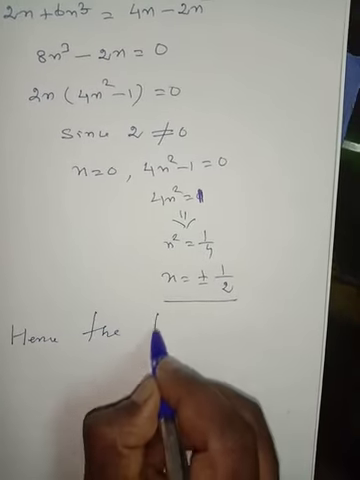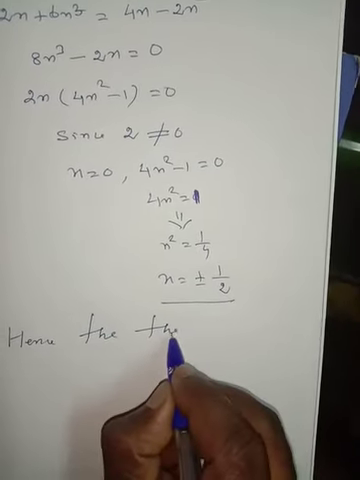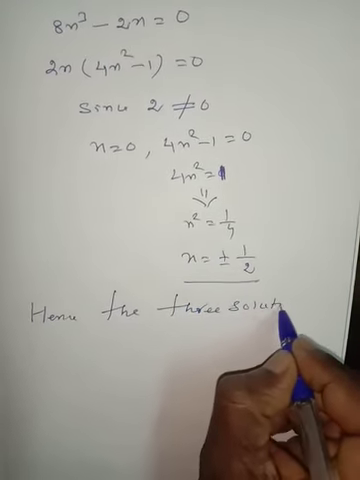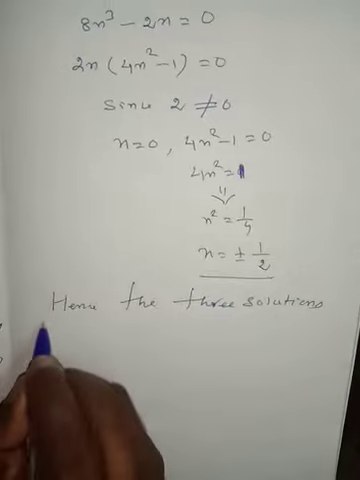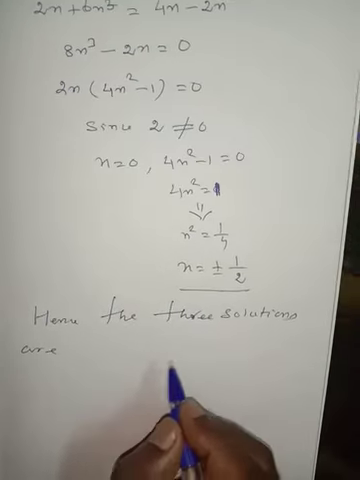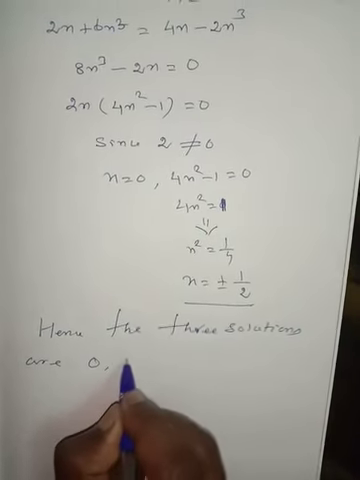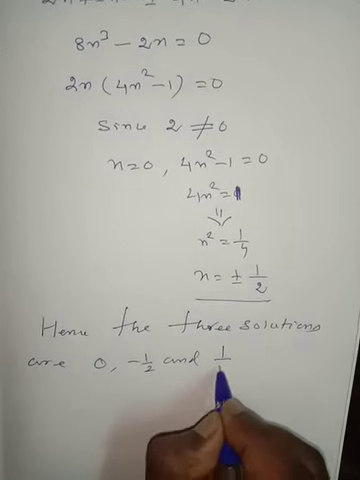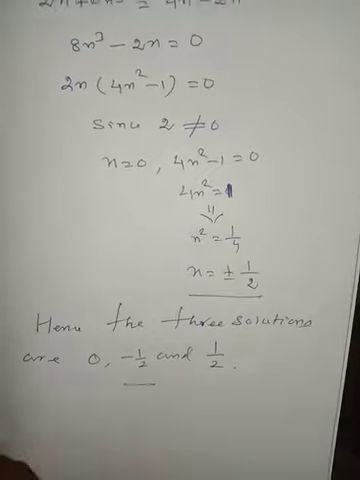Hence the 3 solutions are 0, minus 1 by 2 and positive 1 by 2.